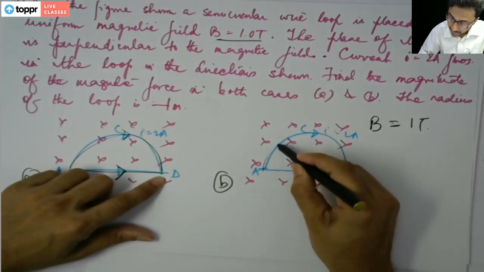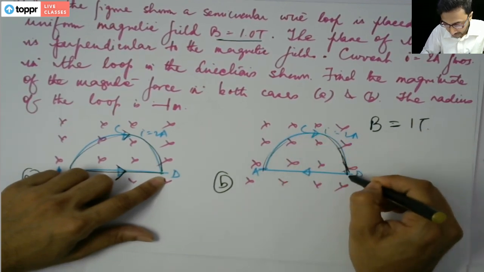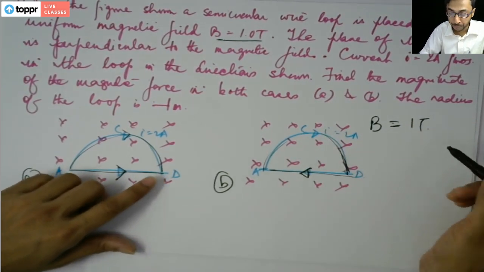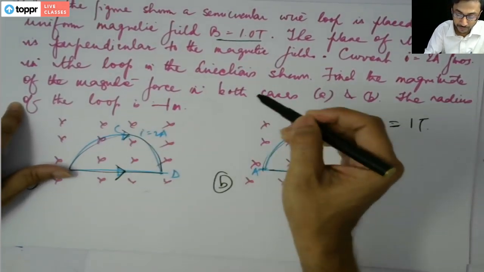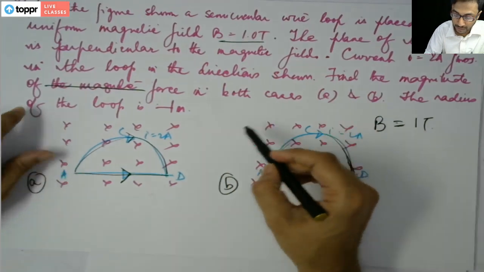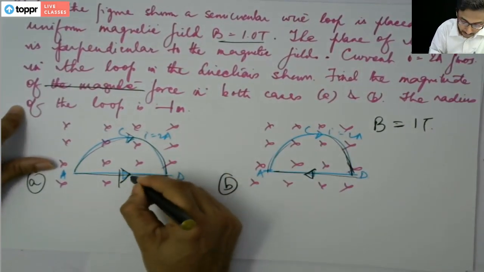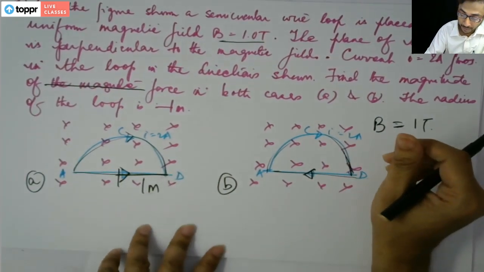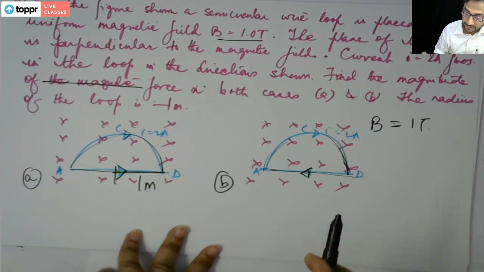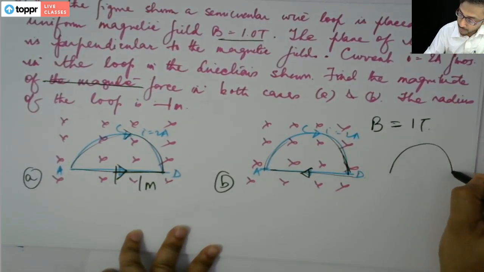Whereas in this, current is flowing this way and it is returning back, right? Find the magnitude of the force in both the cases A and B. The radius of the loop is 1 meter. So this radius they have given 1 meter. Now, very interestingly, in case B, the current is moving in a loop.